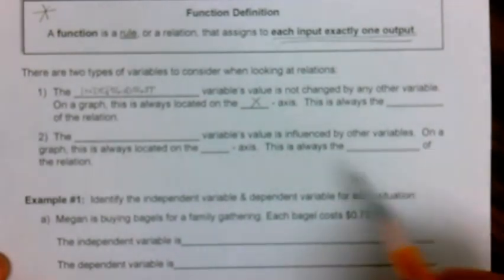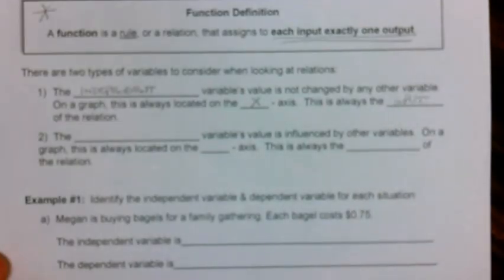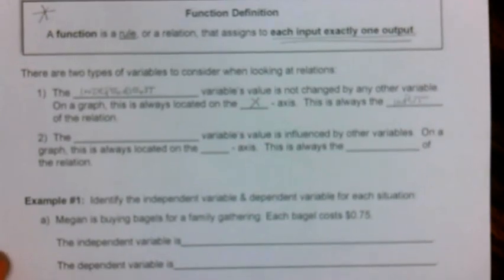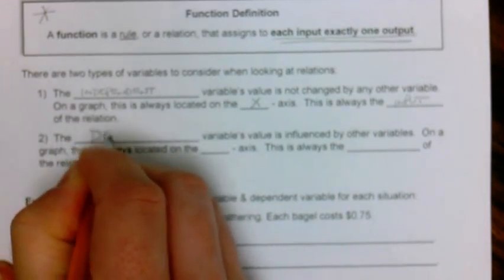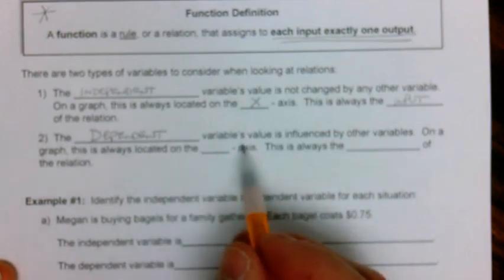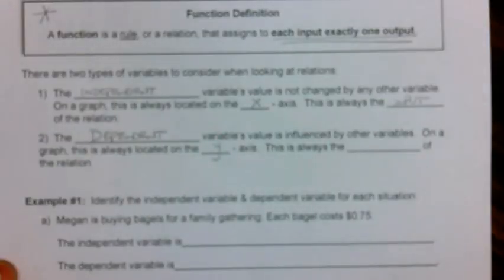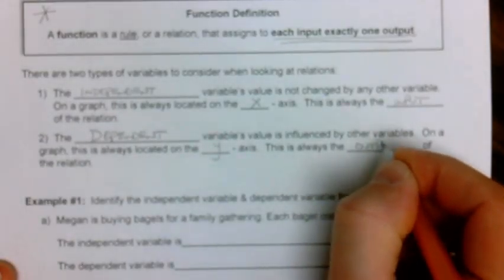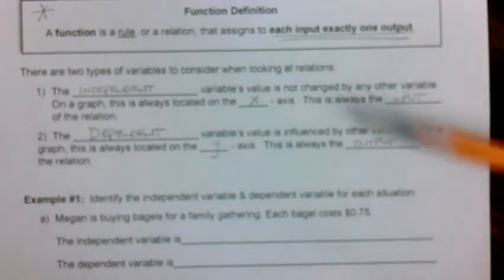The independent variable, the x-axis values, represent the input values of a relation. So x represents the input, it's the independent variable. The other variable is called the dependent variable. The dependent variable's value is influenced by other variables. It depends on the value of something else. On a graph, this is always located on your y-axis, and it's going to represent the output of the relation. The output depends on the input. So that's why it's going to be your dependent variable.